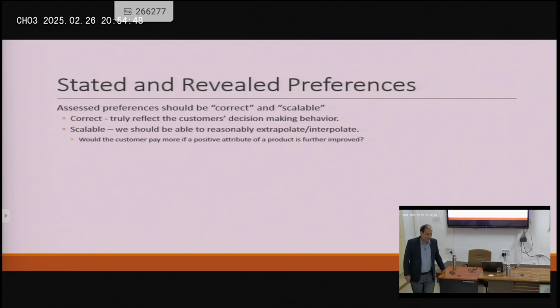But before we do that, I'd like to say that your assessed preferences should be correct and scalable. Nobody would disagree that when you assess people's preferences, hey, will this customer pay this much more for this much improved luxury feel and this much improved miles per gallon, obviously those deductions that I make should be correct. If I ask questions to the customer and I don't care if I get the right answers, then what is the point of doing anything?